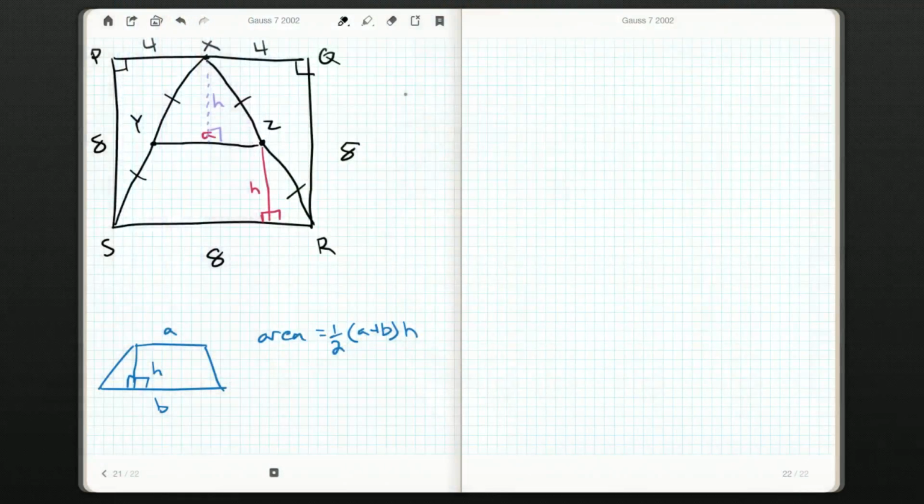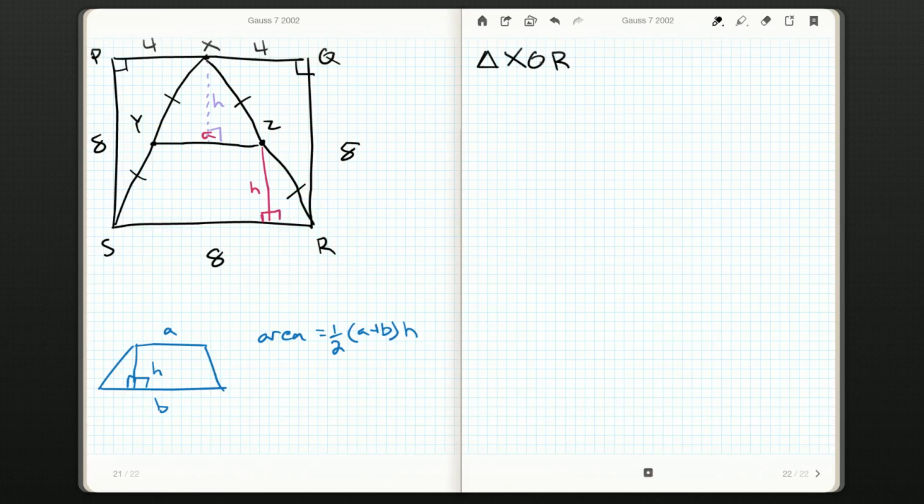So, let's see here. How do I want to start this off? So first thing, I want to actually figure out what the length of XR is. That's what I'm going to do first. That way I can tell you what XZ, ZR, XY, YZ are. I'm just going to fill out the information here. So that is a right-angled triangle.